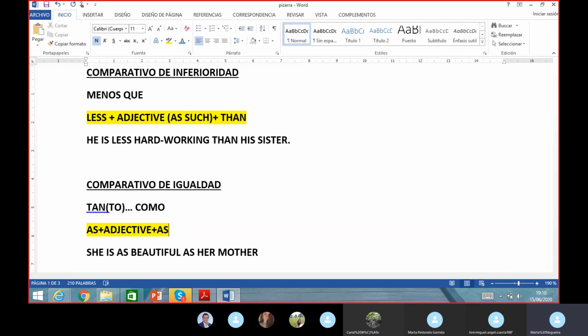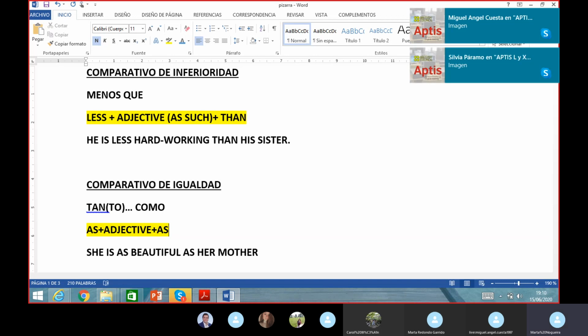Podéis hacer un pantallazo a esto, ¿eh? Si queréis. Ok, Miguel. Ok, Silvia. Very good.